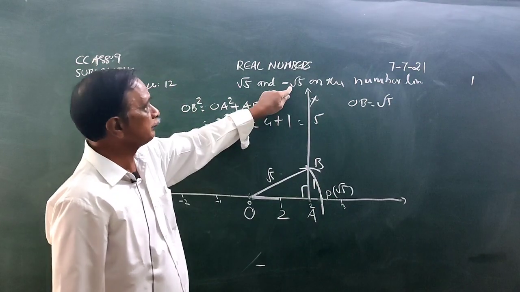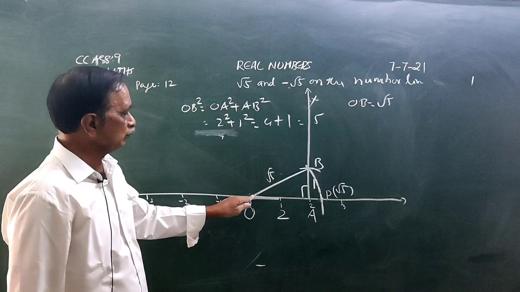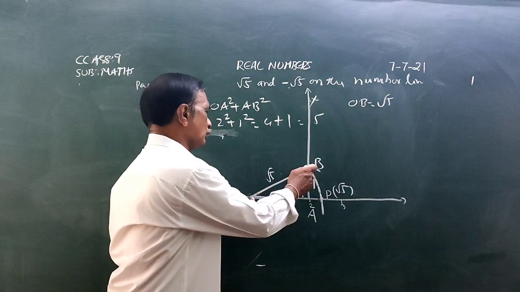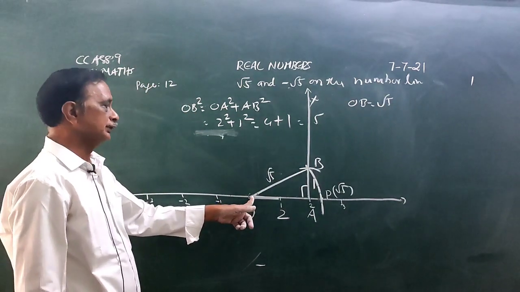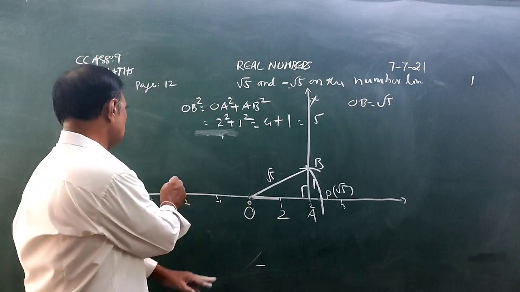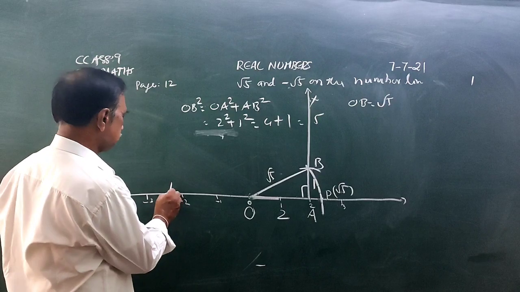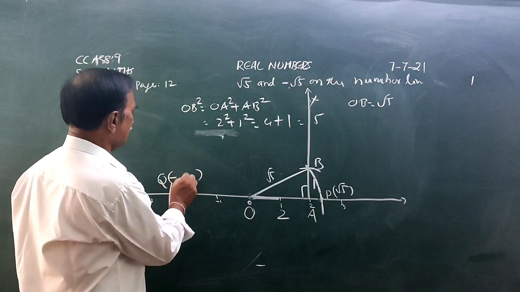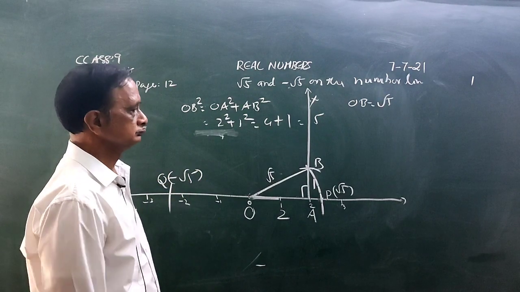But how do we represent minus root 5 on the number line? Taking O as center and the radius OB, draw an arc to intersect the number line to the left side of 0 at Q. Here this Q represents minus root 5 on the number line.